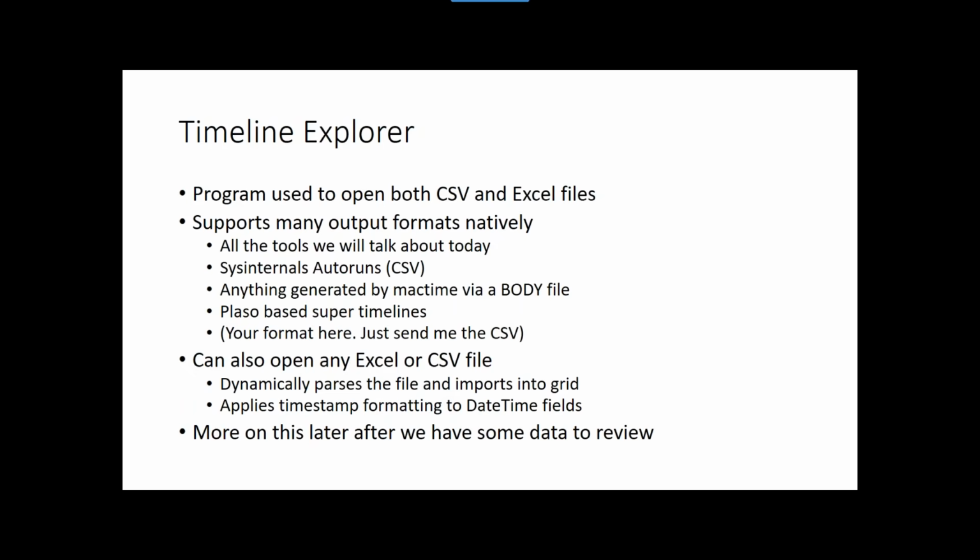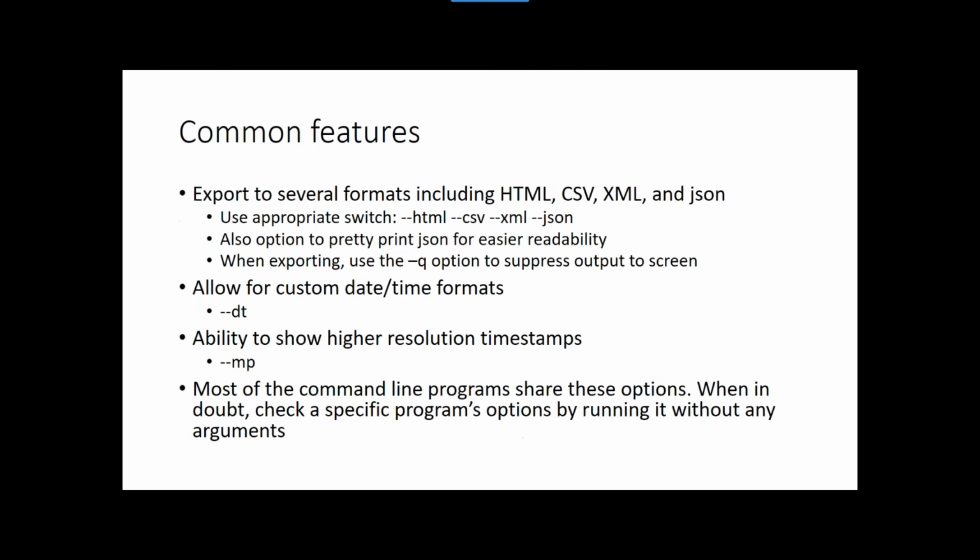Down at the bottom with the open any Excel or CSV, that's going to give you exactly what it looks like inside the file. It's going to read in the column headers, read in all the data, and then display it in a grid. If there's anything in there that Timeline Explorer identifies as a date and time, it will apply our default date time formatting across the board, and you'll see examples of this as we go through the program output. And then also when I jump out and do a live demo at the end with some of the outputs that I've already generated.